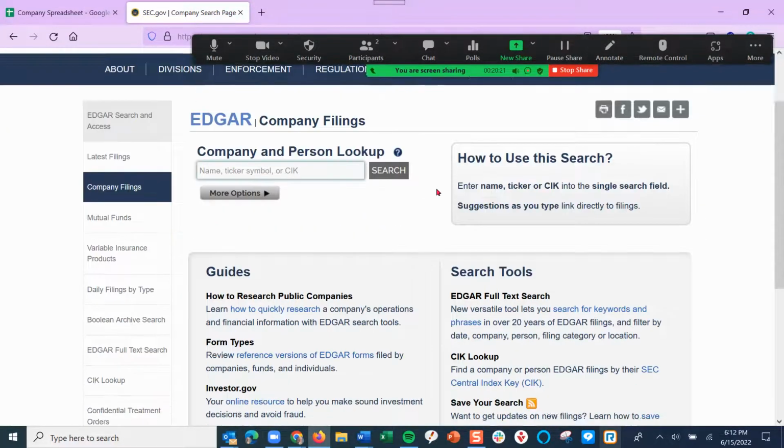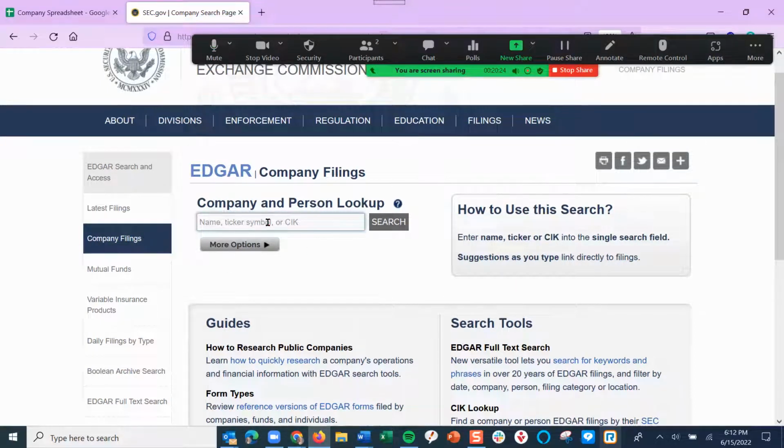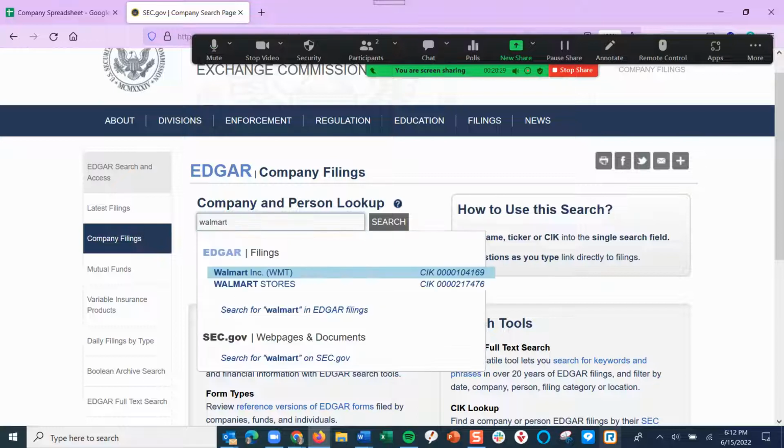Now, if you have a ticker symbol, it's going to be a lot easier to look up a company. Because if you look up a company like Walmart, there's a Walmart Inc. and there's a Walmart Stores. These are two separate IDs. But you notice here, WMT, I do know is the Walmart ticker symbol, which is the Walmart we want. So I'm actually going to click on that.